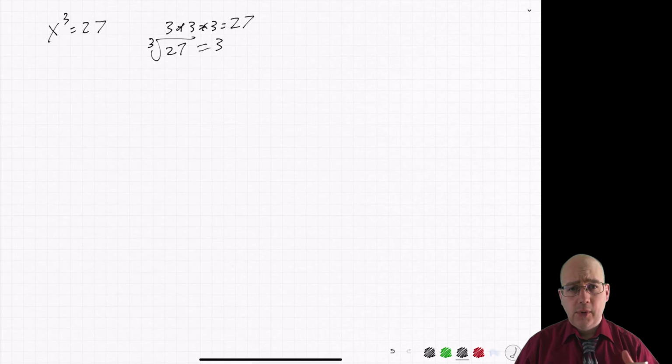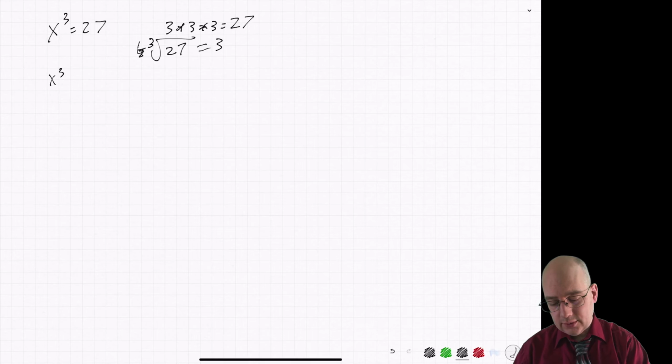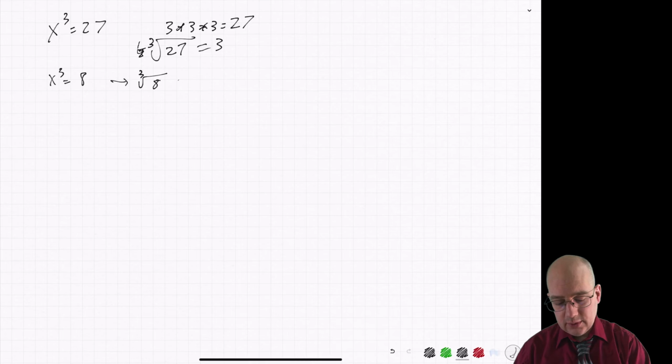So, we take the cube root. First of all, if it's not a square root, then we write whatever power it is in this bracket here, right? So the cube root of 8 is 2.